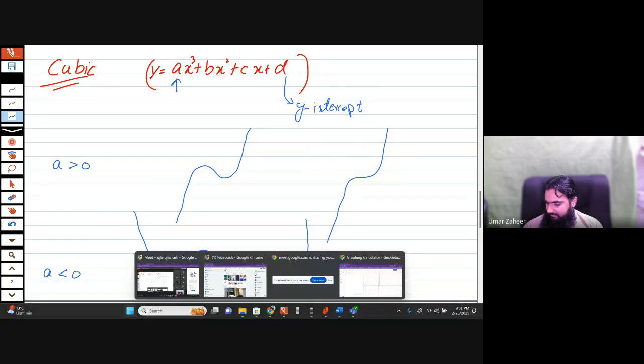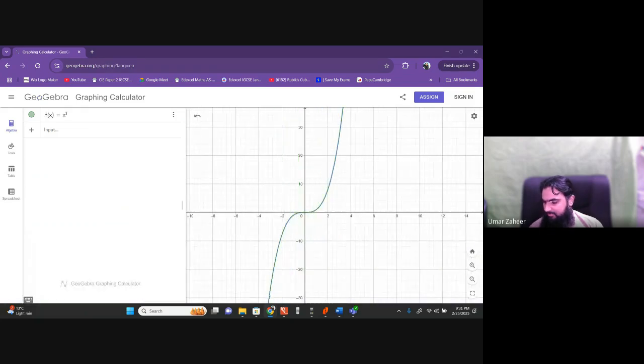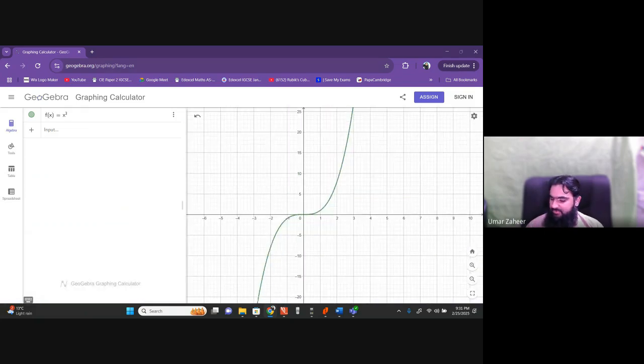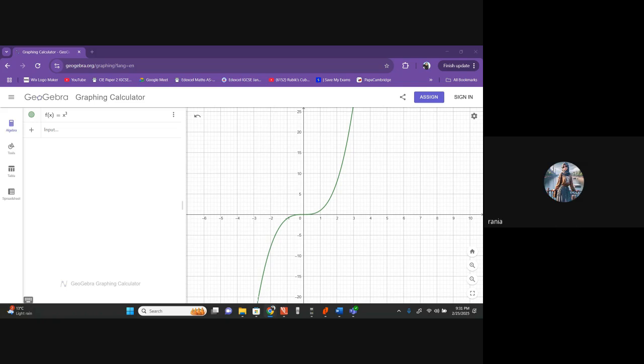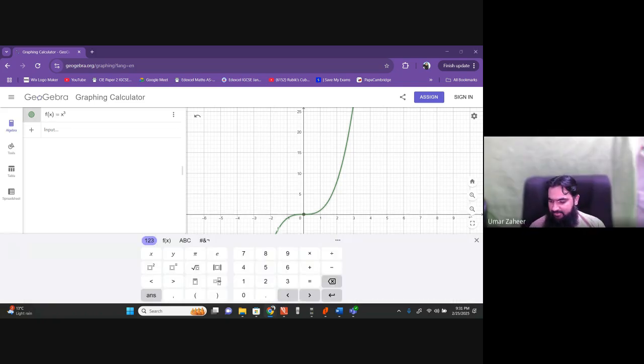Let's see how to check here. Let's take x power 3 directly. Yes. Can you see the graph? It is going to be exactly the same shape. Yes, everyone, you got it? Yes, sir. Okay. Now I'm going to change different values. I'm going to add plus 4x square.